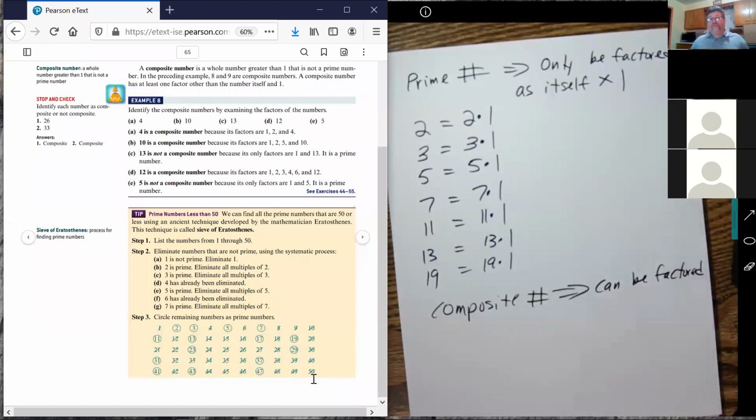Okay, and we're going to want to do that. We're going to want to take a composite number and factor it all the way down to primes. So it's helpful if you know the primes, if you can spot the primes.